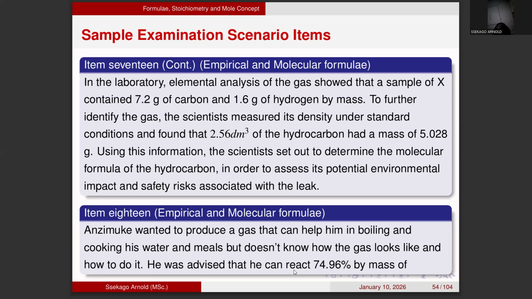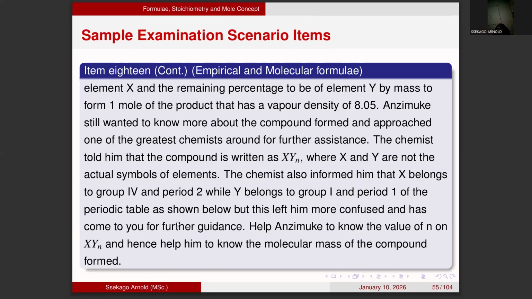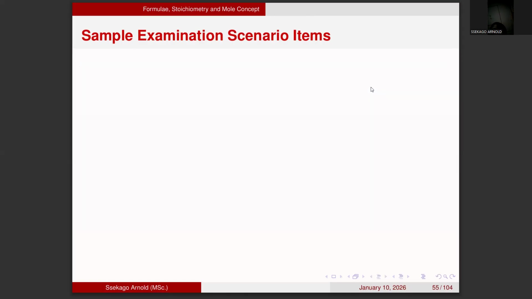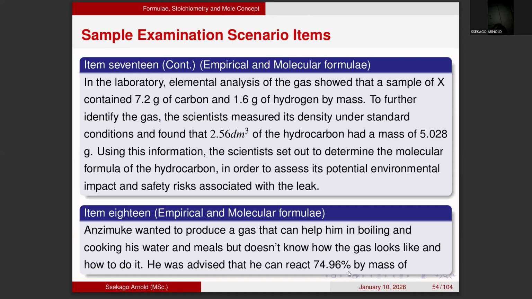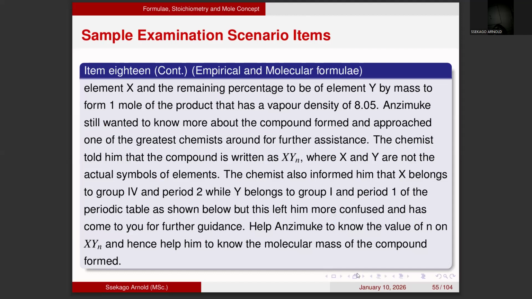He was advised that he can react 74.96% by mass of element X, and the remaining percentage to be that of element Y, to form 1 mole of the product that has vapor density.